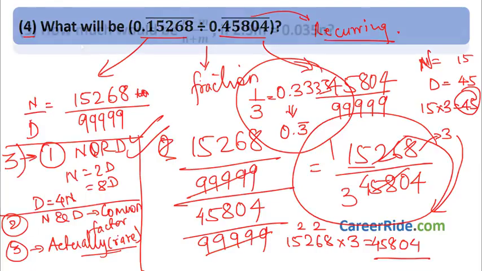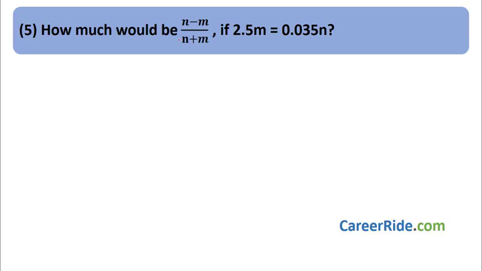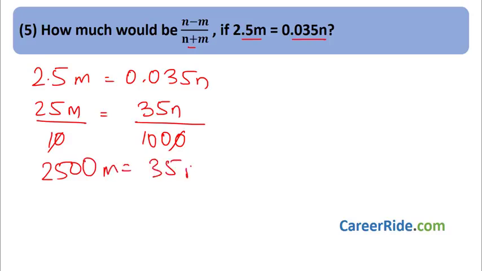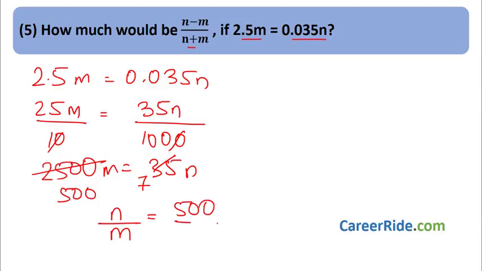Moving to next question. Question number 5. How much would be n minus m upon n plus m if 2.5 m is equal to 0.035 n? Very easy sum. Let us see how to solve. What have they given? 2.5 m is 0.035 n. So 25 m upon 10 would be equal to 35 n upon 1000. You will have 2500 m equal to 35 n. So n upon m would be equal to 500 upon 7.